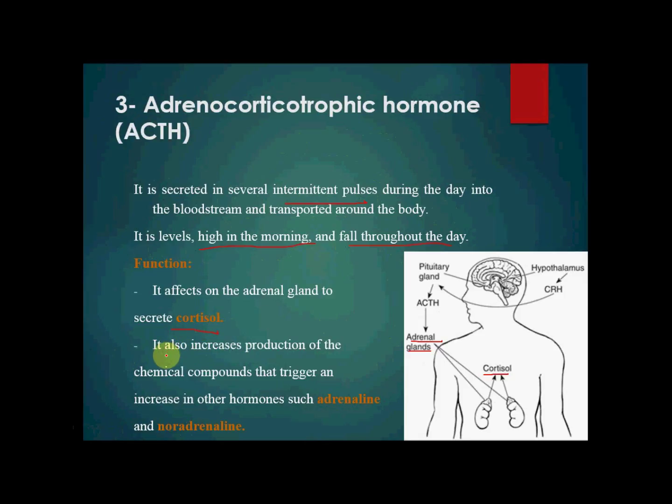It also increases production of chemical compounds that trigger an increase in other hormones, such as adrenaline and noradrenaline. These are other kinds of functions that it can interact with. ACTH is not only secreted from the pituitary gland, it's also secreted in the immune system. We'll cover that in the adrenal gland lecture.